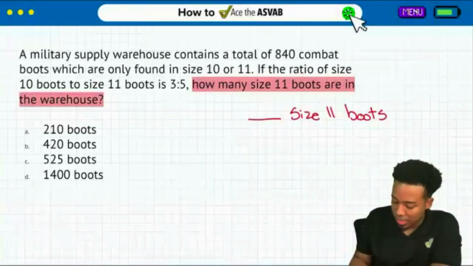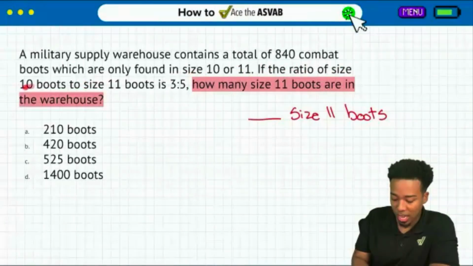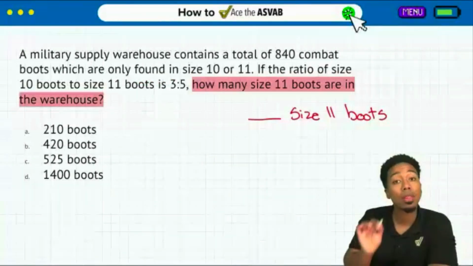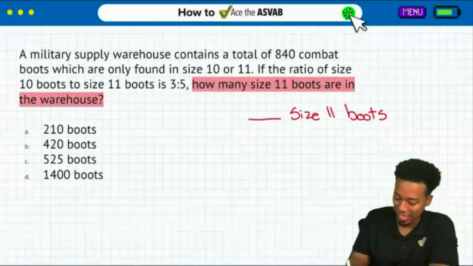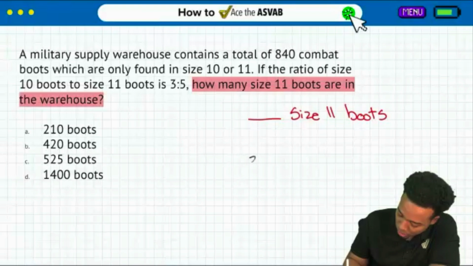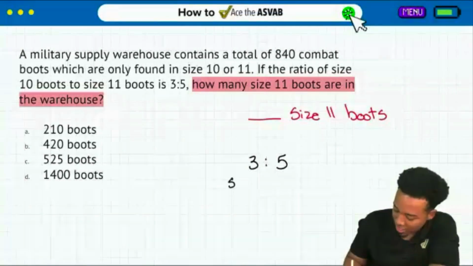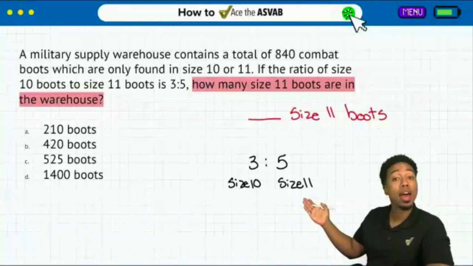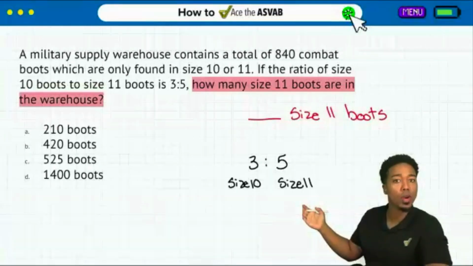In that same sentence, it says the ratio of size 10 to size 11 boots is 3 to 5. The way I'm going to write that is like this. I'm going to say, hey, size 10 to size 11, 3 to 5. So we can say the comparison is 3 to 5. And it would be, again, in the order that it was written. We have size 10 right here, and then this is size 11. Is the ratio correctly written there?